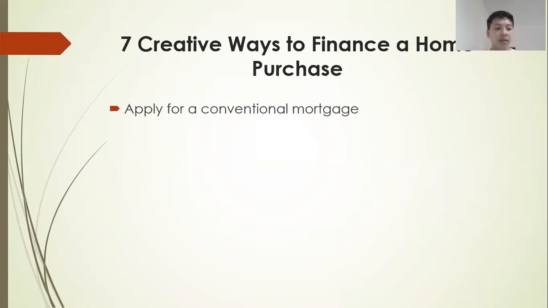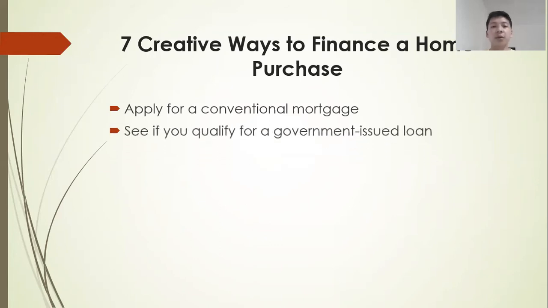Conventional mortgages are ideal for home buyers with strong credit and employment history as well as significant savings. Next, see if you qualify for a government-issued loan. If you don't qualify for a conventional loan, you may be able to secure a loan backed by the government. State and local governments also offer home buyer programs with discounted rates, tax credits, down payment assistance, and closing cost assistance.